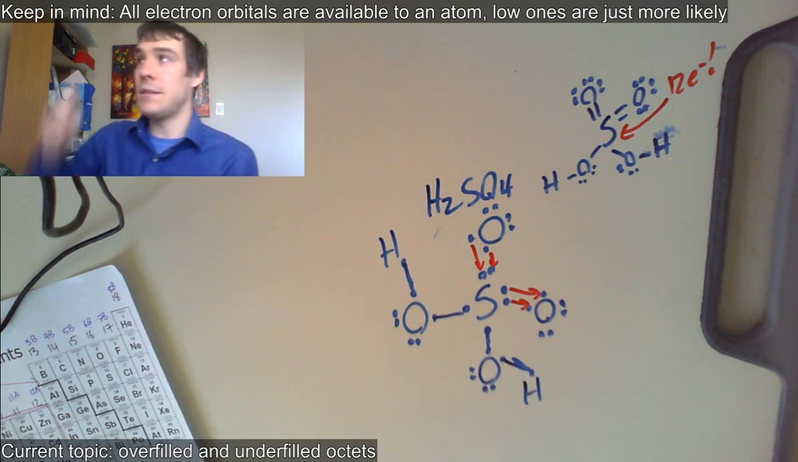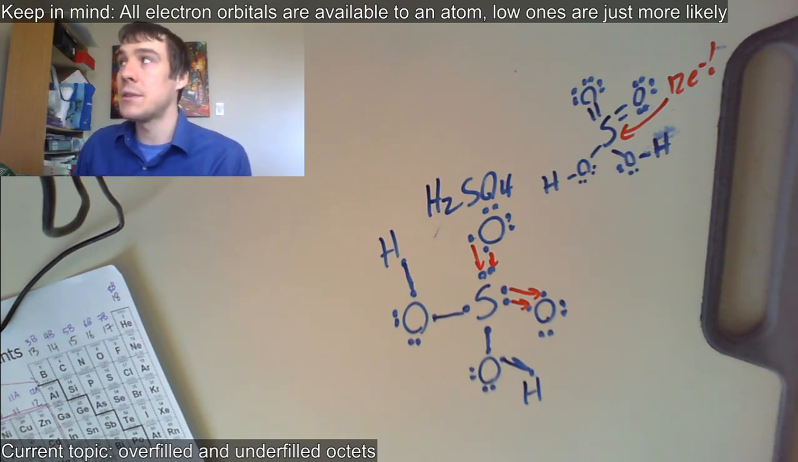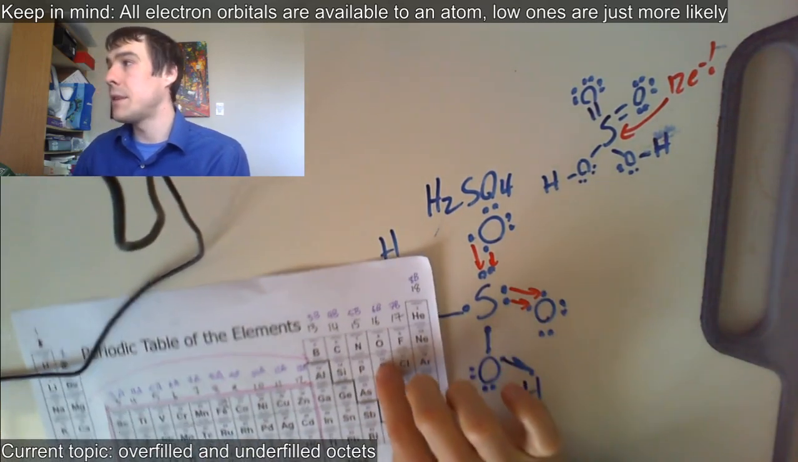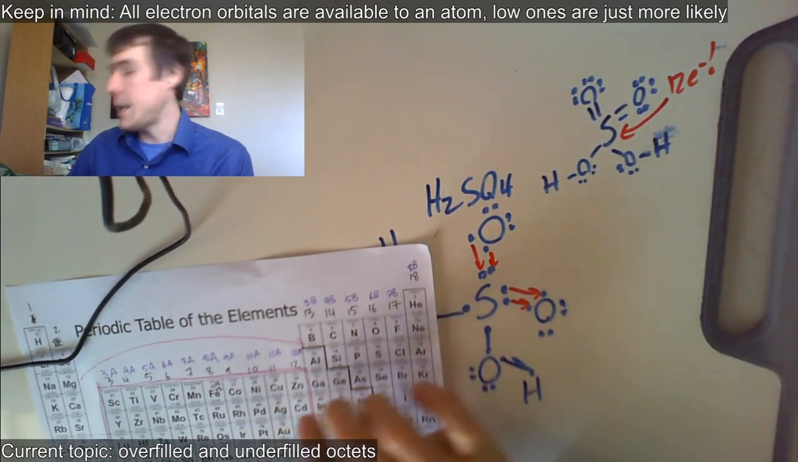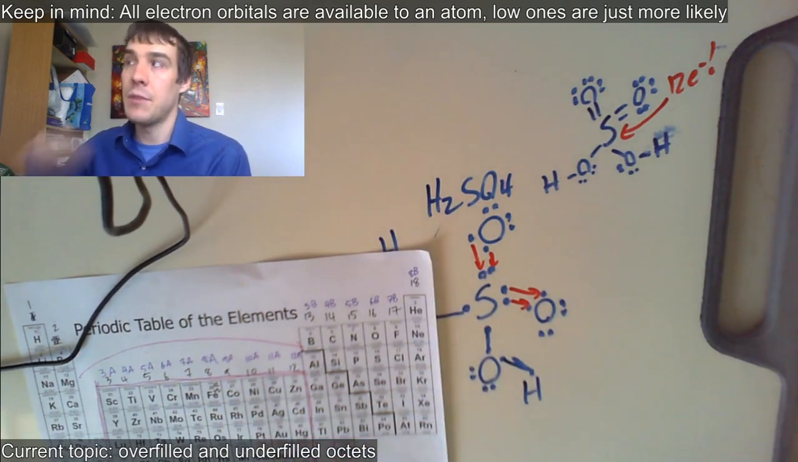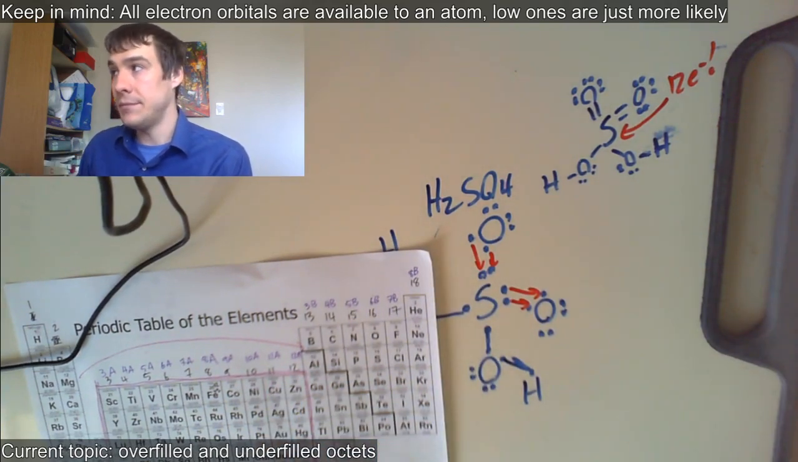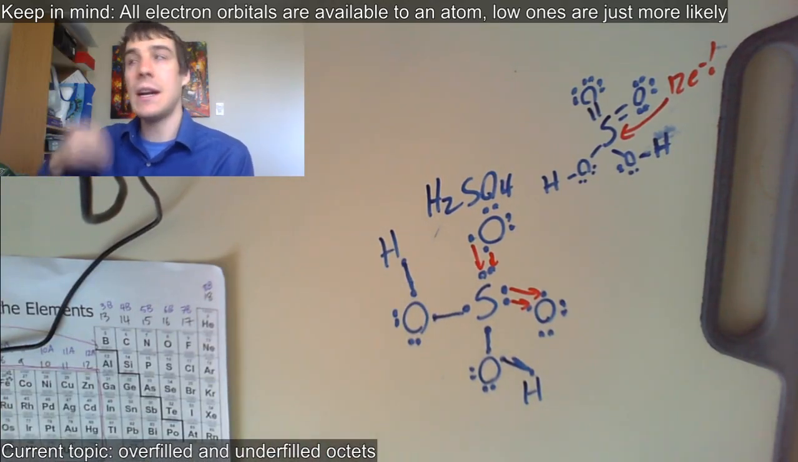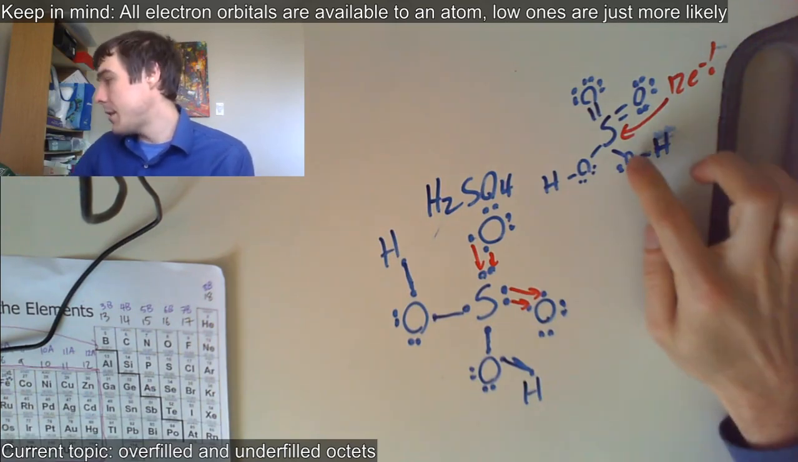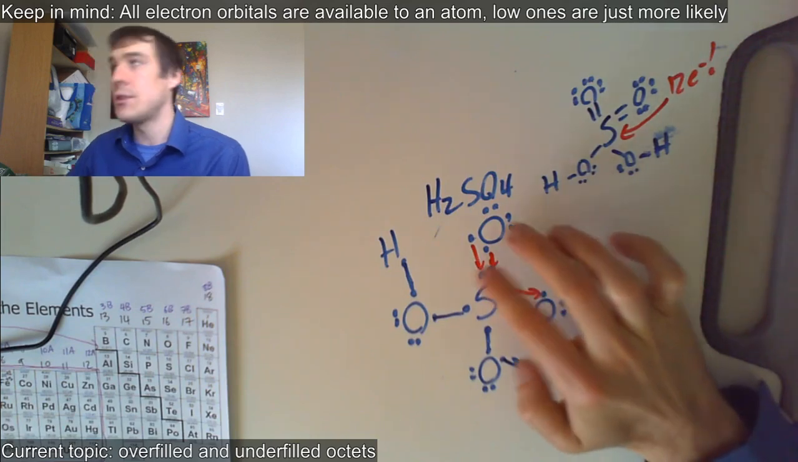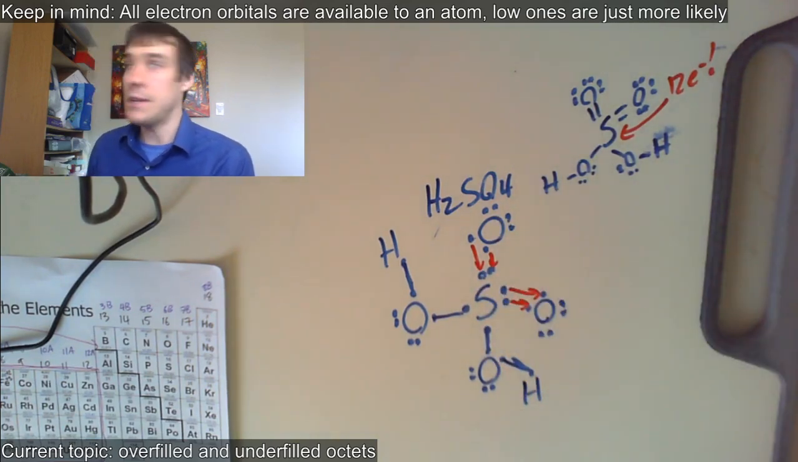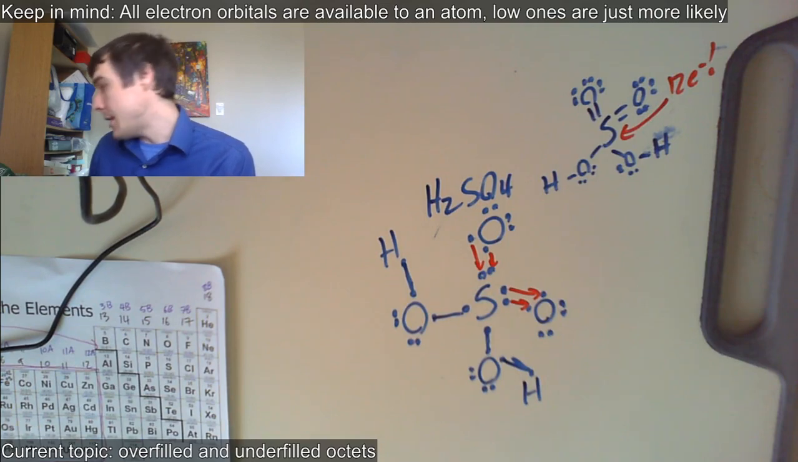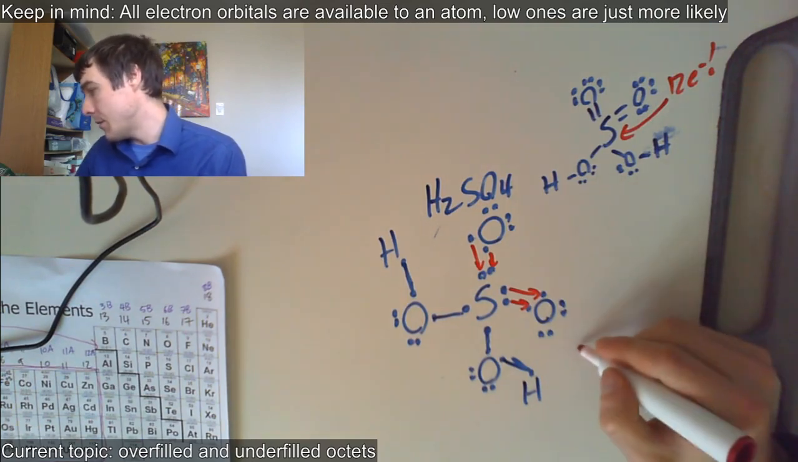How can this be? How can the sulfur make a bond with 12 electrons? Well, the reason for that is, keep in mind, all of the electron orbitals are available. The lower ones are just more likely. And sulfur over here, being in 3p, has access to 3d. It can promote to 3d. So it can actually store those extra electrons on the bond in those higher energy orbitals. It's a higher energy state, so it's not super nice for the sulfur, but the high electronegativity of the oxygen stabilizes the whole system. And that's an overfilled orbital.